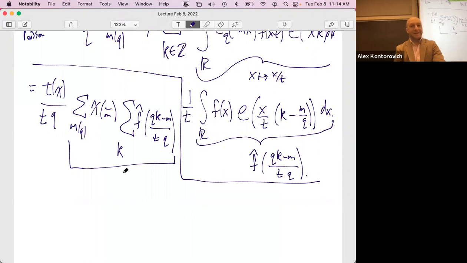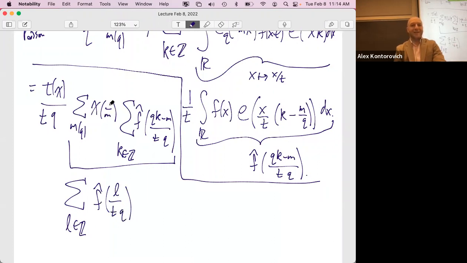Exactly. So the point is, as k runs in Z and m runs mod q, this thing, qk minus m, also runs through all of Z. These are the residues mod q, and these are the shifts by q. So if we put that together into one variable, t is fixed, so don't mess around with that; t is in the denominator anyway. If we make that variable, what should we make it? L, l in Z. Then this is f hat of l over tq.